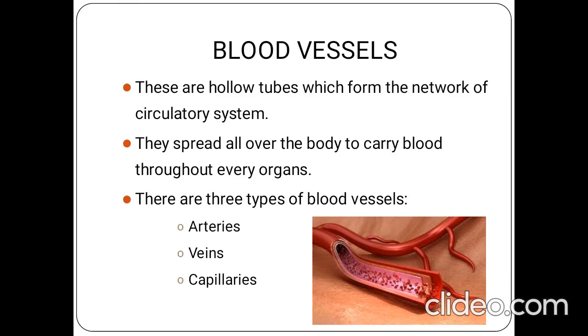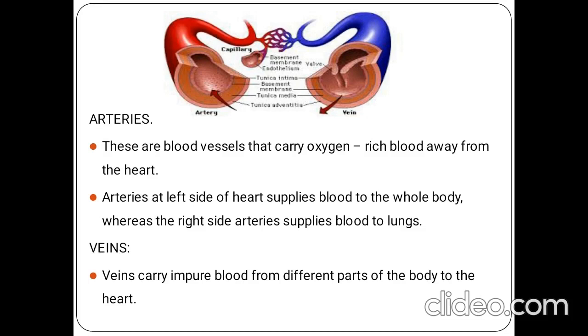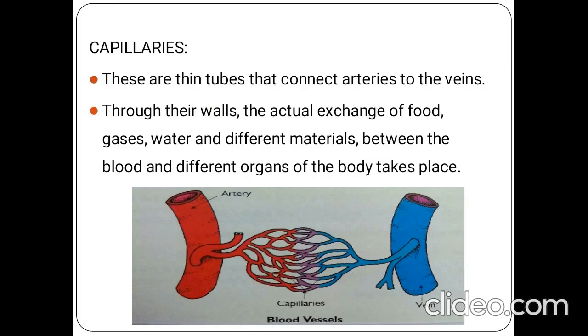Next, coming to blood vessels. These are hollow tubes through which blood can be transferred to all parts of the body. Right, the three types of blood vessels are arteries, veins, and capillaries. Arteries carry pure blood from the heart to different parts of the body, whereas veins carry impure blood from different parts of the body to the heart for its purification. Capillaries are thin tubes that connect arteries and veins. Through the walls of capillaries, the fluid is exchanged between blood and the different parts of the body.